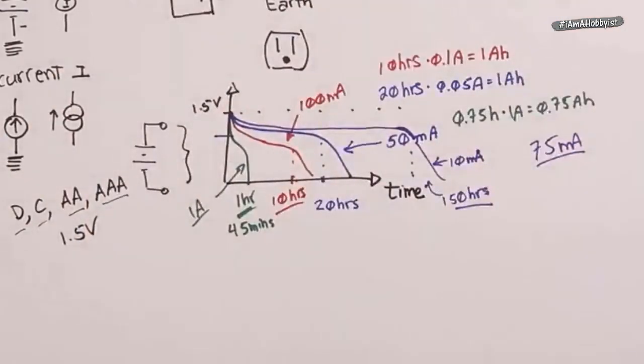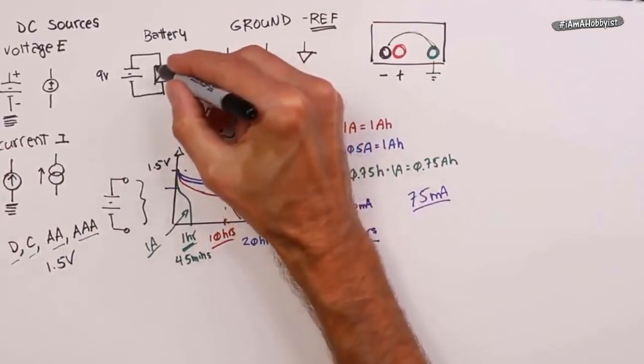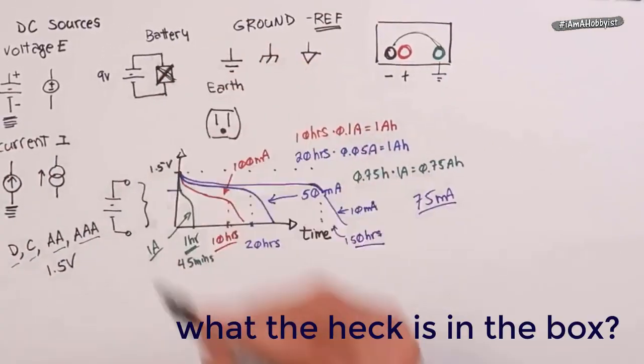All right, so that kind of gives us an idea of what we're looking at as far as sources. Now we want to hook stuff up to it. I'm just drawing a battery with a box. What the heck is in the box?